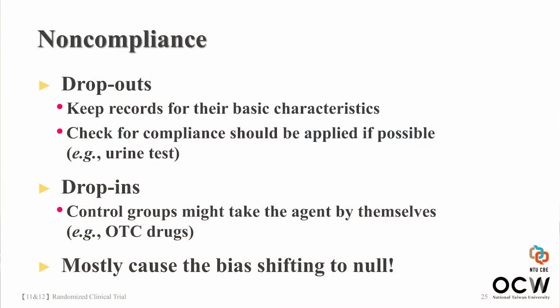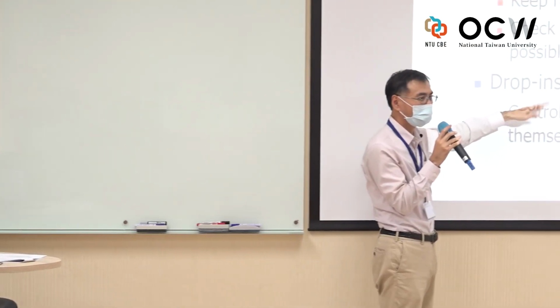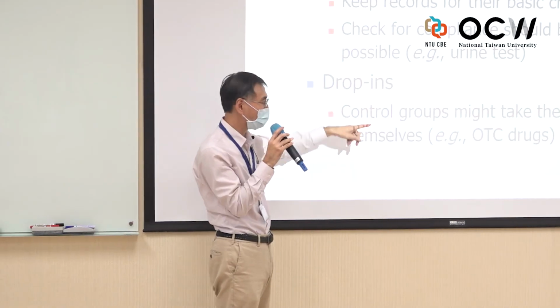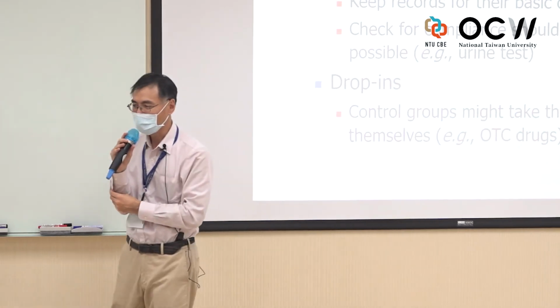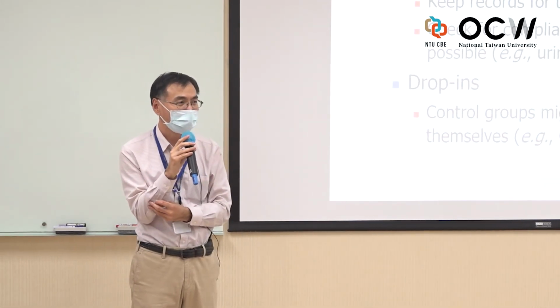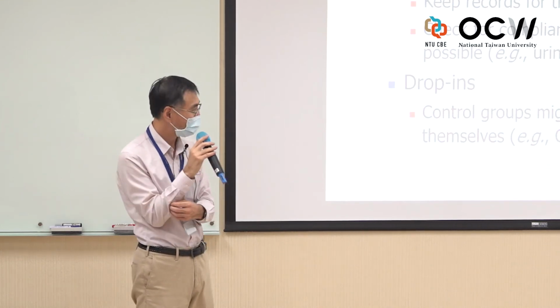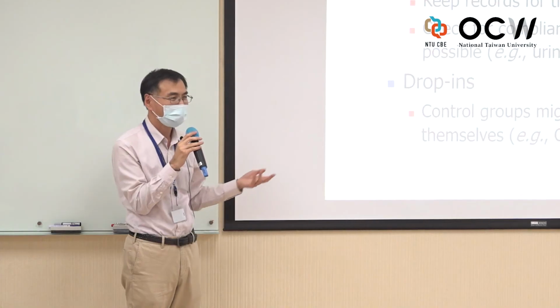Also, it's possible to have drop-in. How could it be possible? It could happen in this way. The control groups, or I should say the placebo groups, because control group is not a good term. Control group makes you feel like a case control study, but here it means the placebo group. Placebo groups might take the agent themselves, like OTC, over the counter, which means the medication can be taken without prescription. They could buy it in a supermarket or drugstore anywhere in Taiwan. Yeah, it's likely. So they just take it for some reason, like acetaminophen.